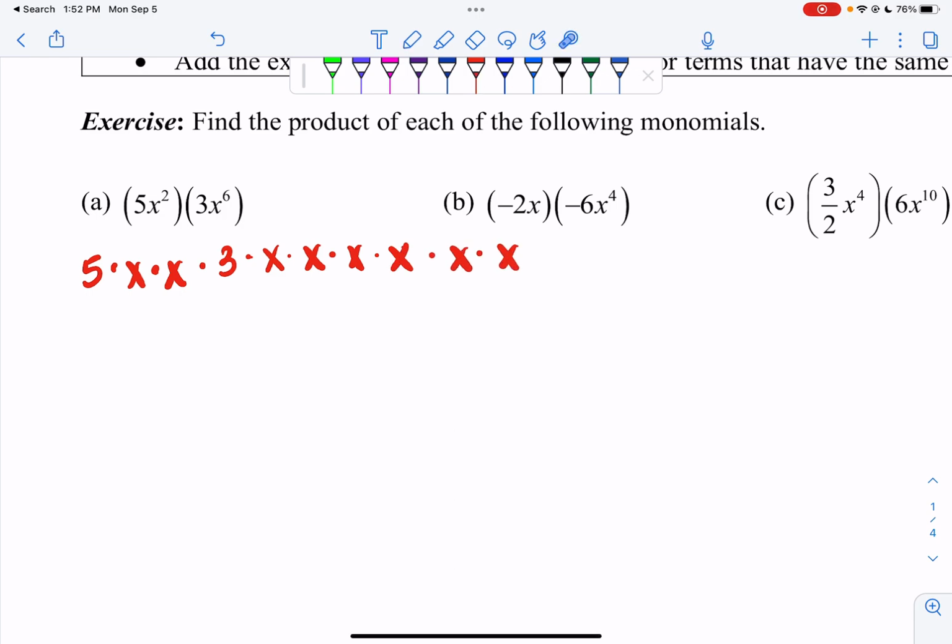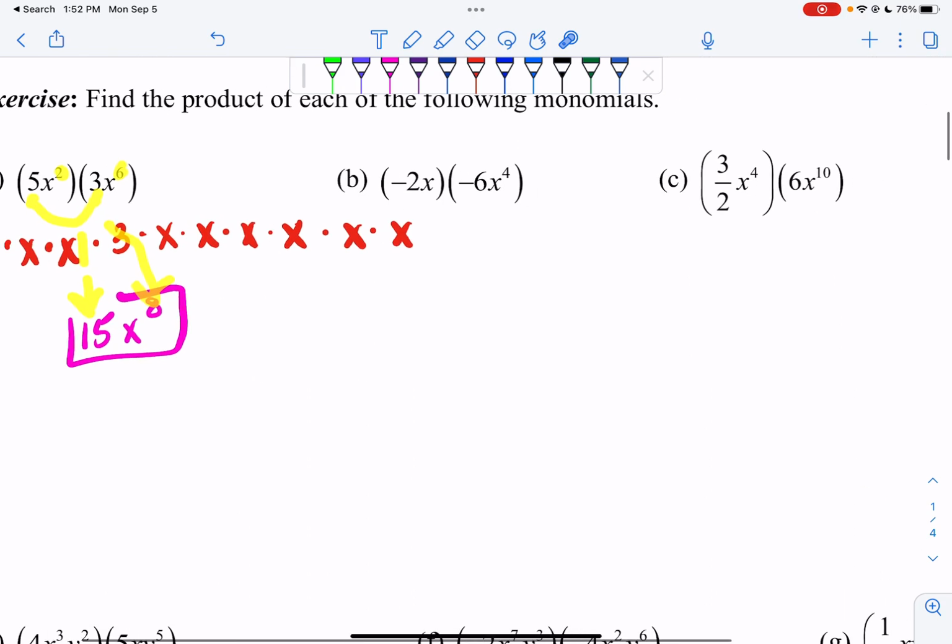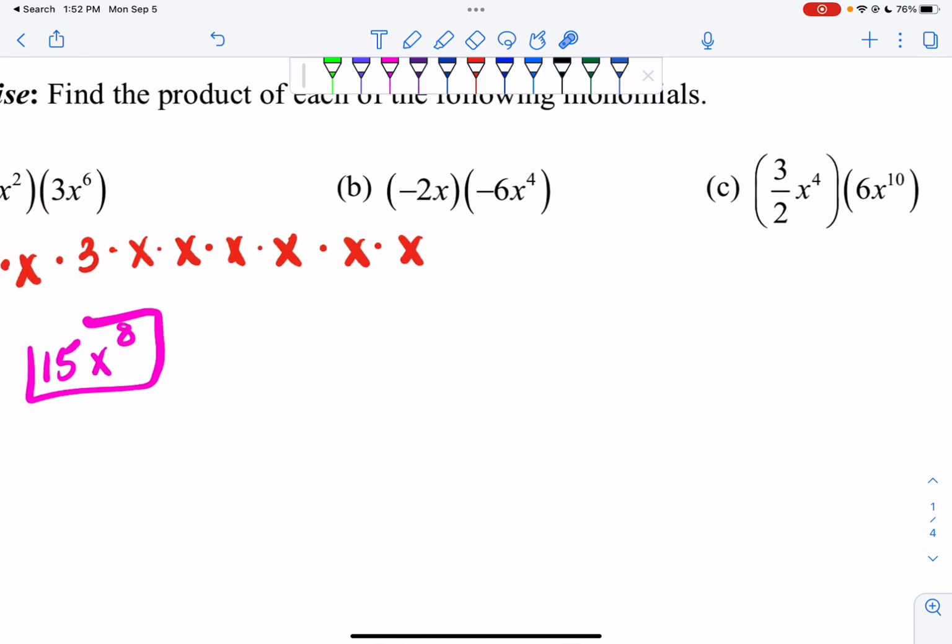So now I multiply my numbers. So 5 and 3 gives me 15. And now I count my x's. So 1, 2, 3, 4, 5, 6, 7, 8. So I have x to the 8th. And that's my final answer. So if you look at that, 5 times 3 is 15, and then 2 plus 6 is 8. So that is all you're doing for exponent properties.